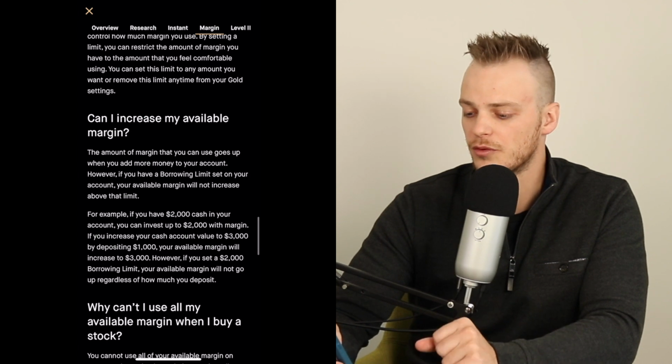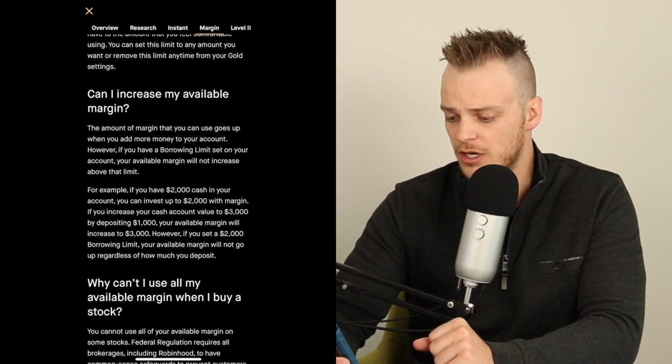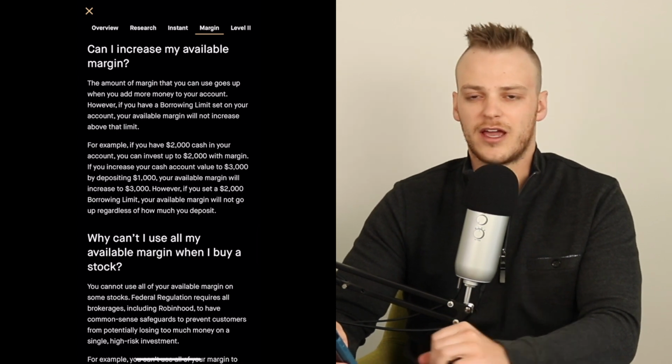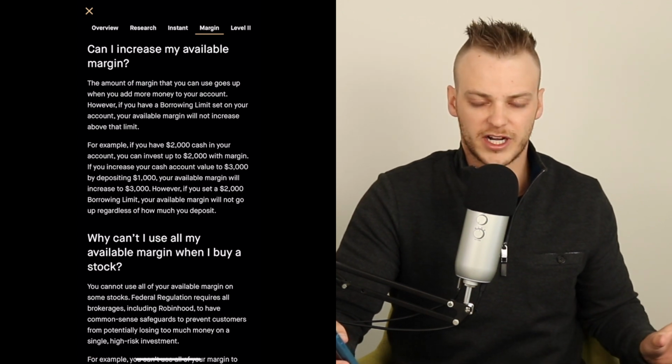It talks about how you can increase your available margin. The amount of margin you can use goes up when you add more money to your account. You can set a borrowing limit. So you can say, hey, I only want to borrow up to 20% or up to 30%, or I think it comes in the form of an actual dollar limit.